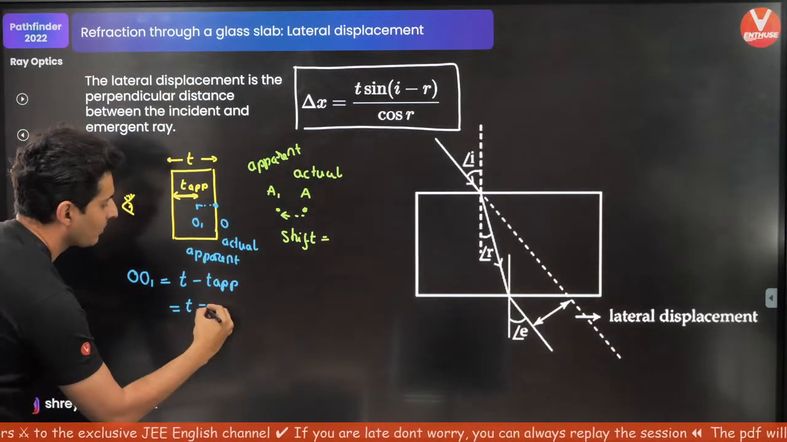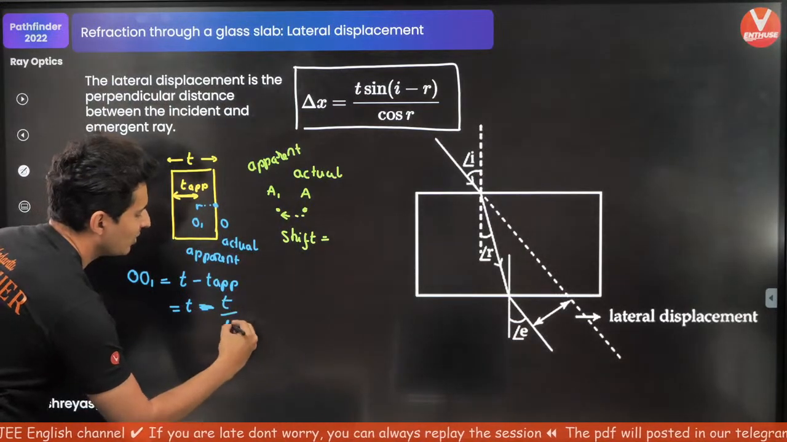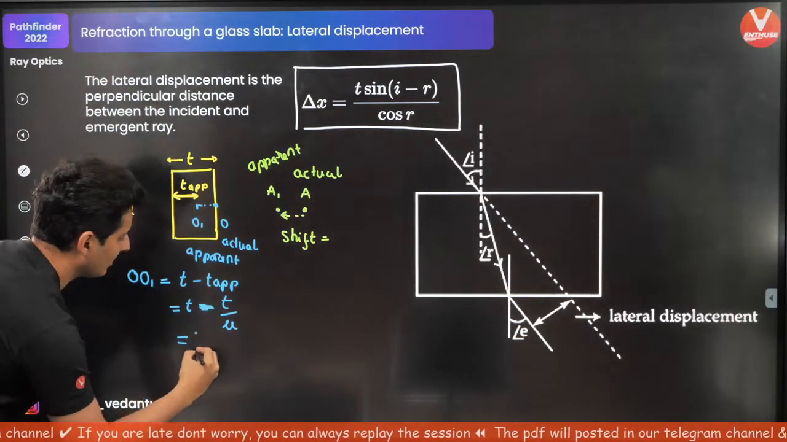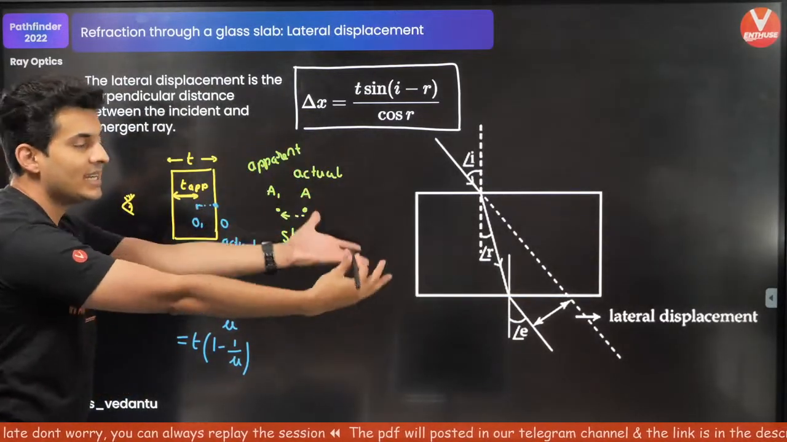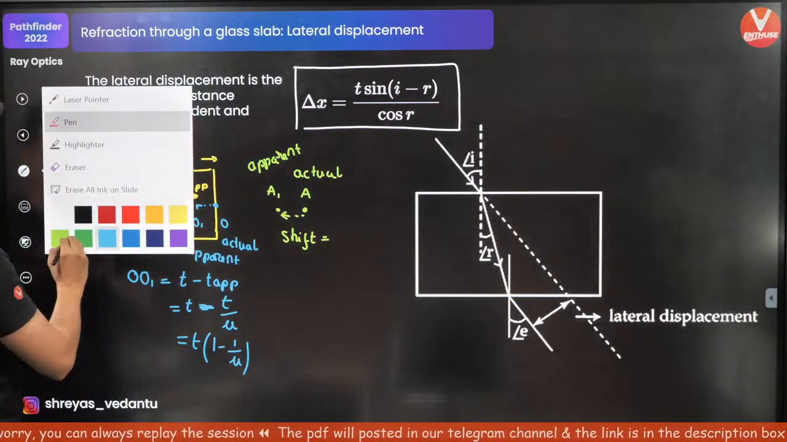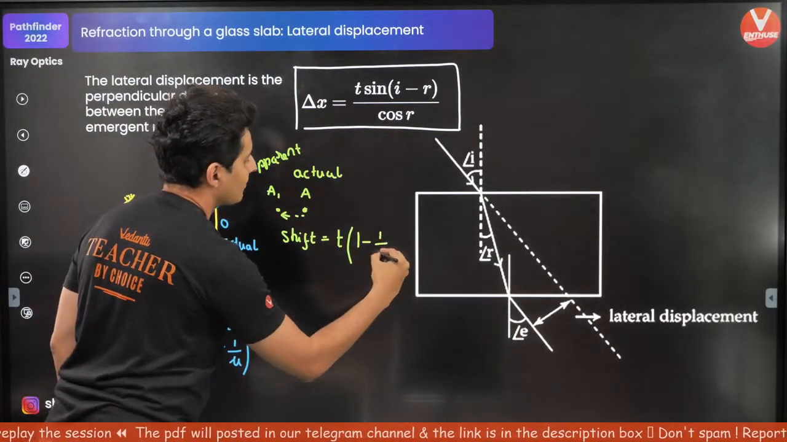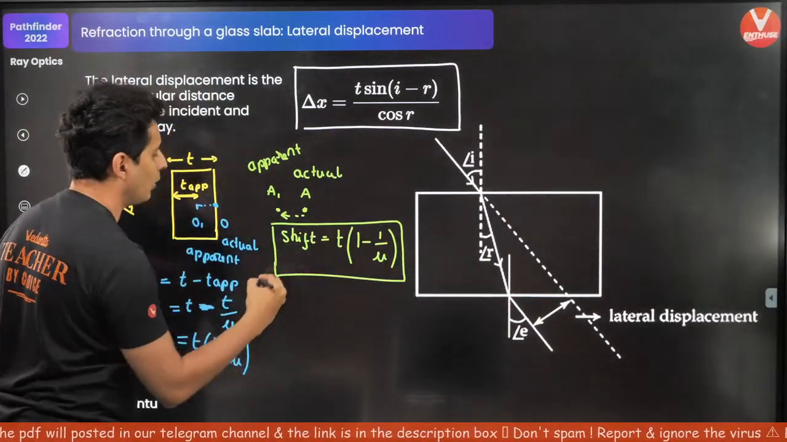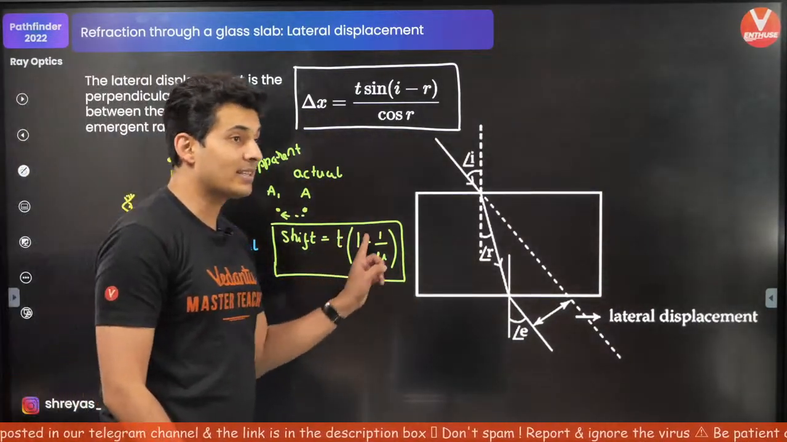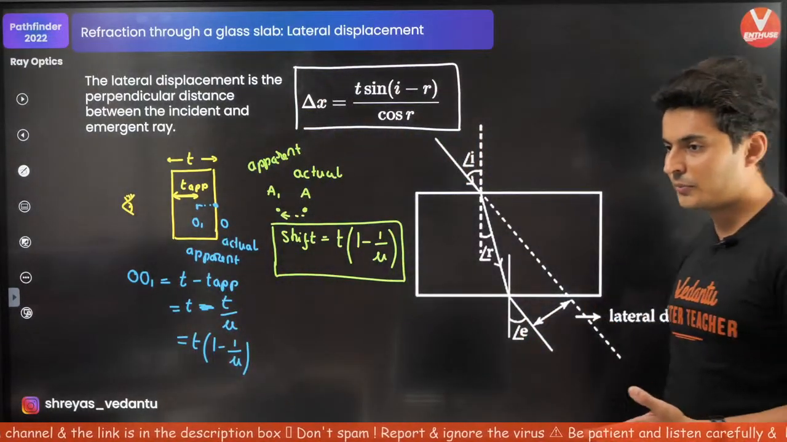And T apparent is nothing but T by mu. I just told you about it. So this will be nothing but T into 1 minus 1 by mu. So the entire world behind you shifts by an amount of thickness of the slab into 1 minus 1 by mu. This is a very, very important formula again. T into 1 minus 1 by mu. All formulas are important. Whatever it is, I am giving it to you.